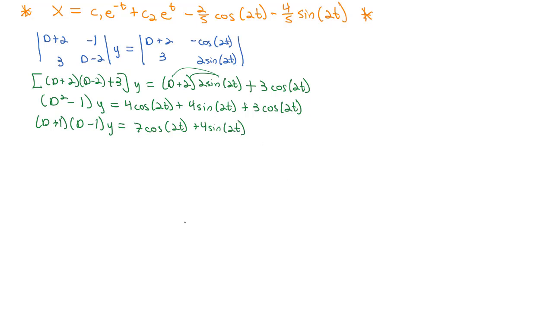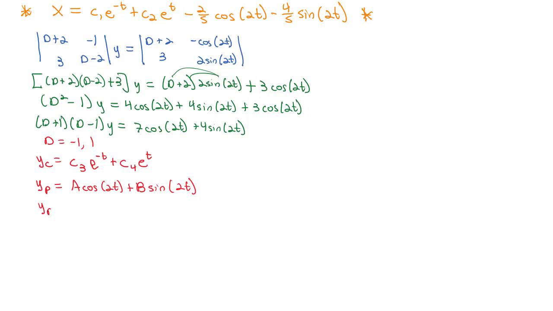Again, we know how to solve this equation for y complement and y particular. If d is equal to negative 1 and positive 1 in the homogeneous version, y complement is also equal to c3. Remember, it's a new constant. e to the negative t plus c4 e to the t. Y particular, again, is going to have the form of a cosine of 2t plus b sine of 2t, which means y particular prime is equal to negative 2a sine of 2t plus 2b cosine of 2t. And y particular prime prime is negative 4a cosine of 2t minus 4b sine of 2t.